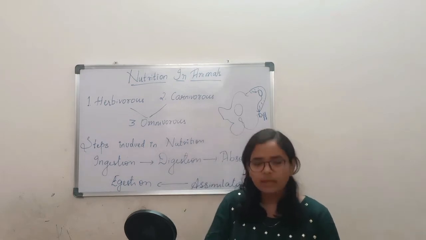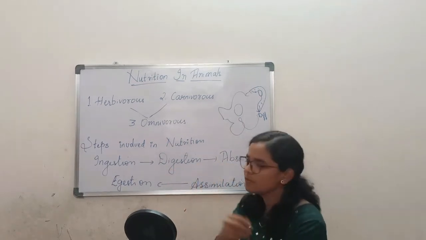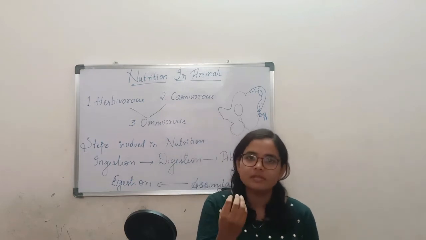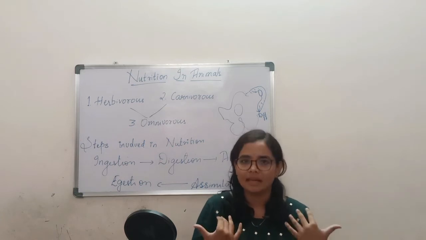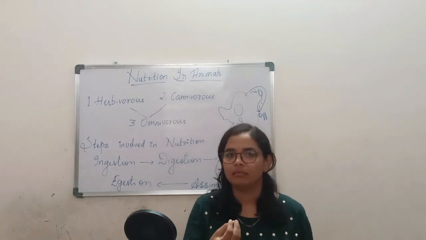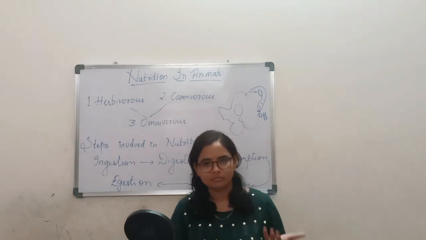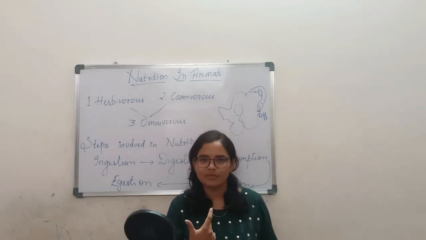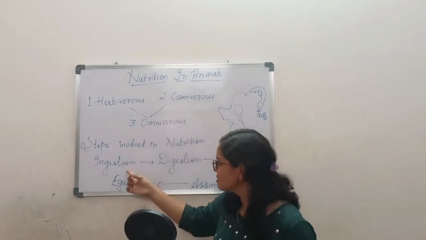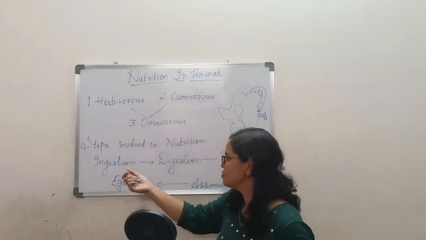So nutrition in animals involves certain processes: ingestion, digestion, absorption, assimilation, and egestion. What is ingestion? Ingestion is the process involved in taking the food inside the body. What is the method that we use to intake the food? Either hand or spoon or anything, but that has to enter into the mouth only. So that is ingestion. The process involved in intaking the food is called ingestion.